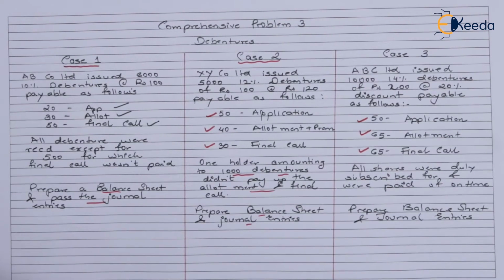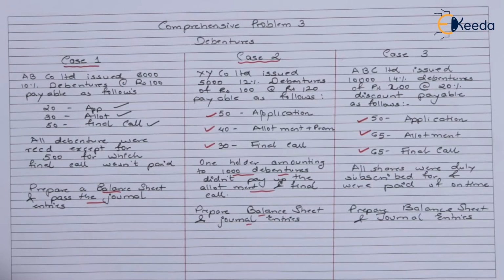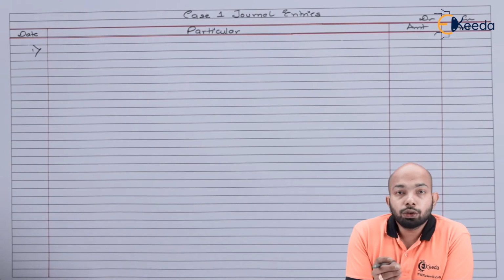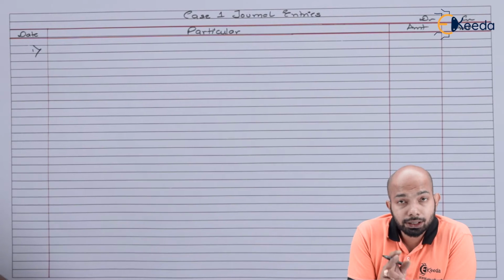Now, in the last case, all the debentures were duly subscribed and the amount duly received. So we have to just pass the journal entries and prepare a balance sheet accordingly. So let's start with the preparation of case 1 first. The first entry will refer to receipt of application money on debentures. Let's start with that.